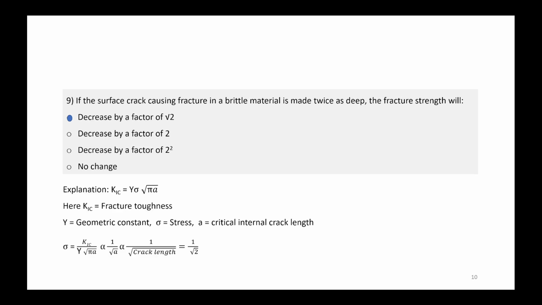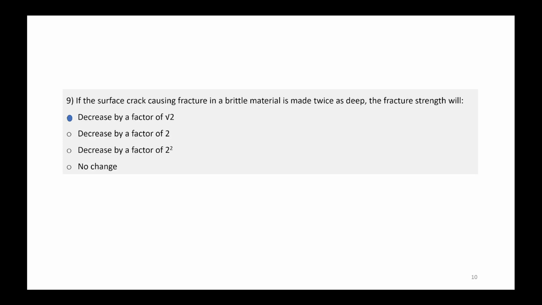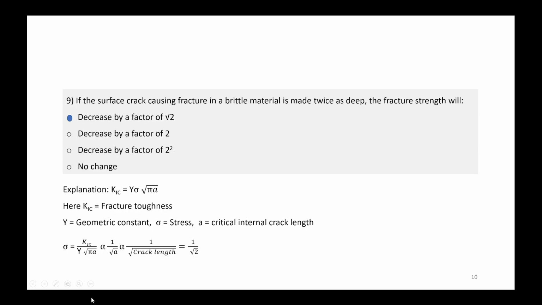In ninth question, if the surface crack causing fracture in a brittle material is made twice as deep, the fracture strength will, your options are, decrease by a factor of root 2, decrease by a factor of 2, decrease by a factor of 2 squared, or no change. So here you just have to use the previous formula, sigma is proportional to 1 upon root crack length. Initially it is a, then it is 2a, so it will be 1 upon root 2, so it will decrease by a factor of root 2.